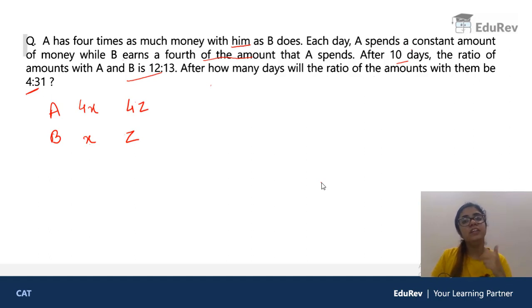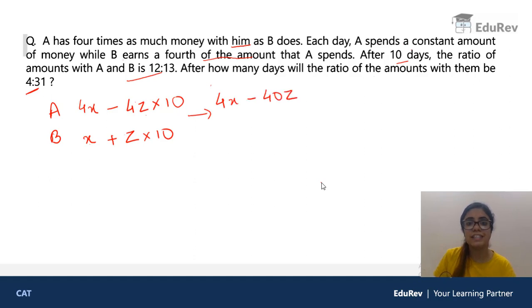ठीक है? After 10 days, the ratio is 12:13. So every day if A is spending 4z, so after 10 days A will be spending 4z into 10 and B will be earning z into 10. So now they are saying A's money right now is 4x minus 40z upon B's money is x plus 10z. This ratio here we have calculated for 10 days. ठीक है? That is the reason we are multiplying by 10. This ratio is 12:13. So we'll cross multiply and we'll find the relation between x and z first.